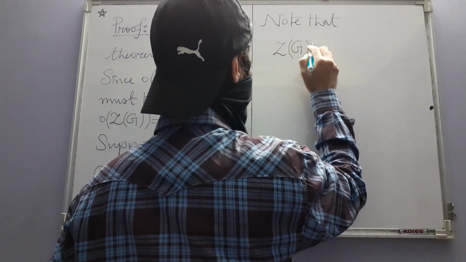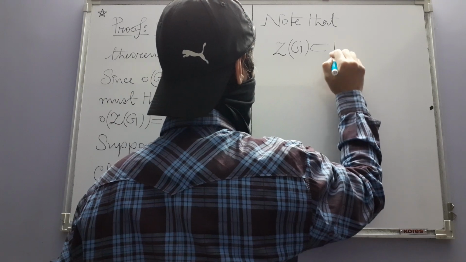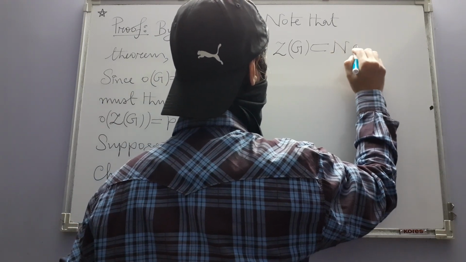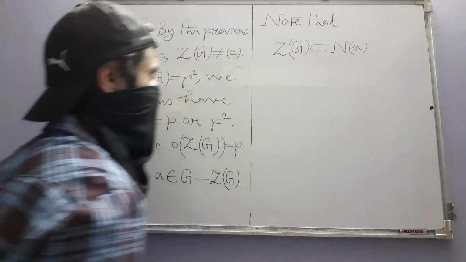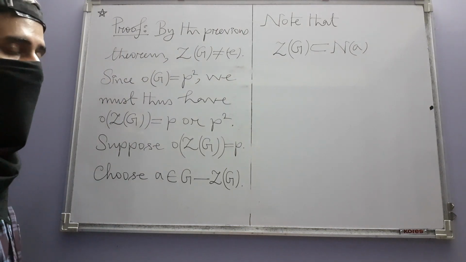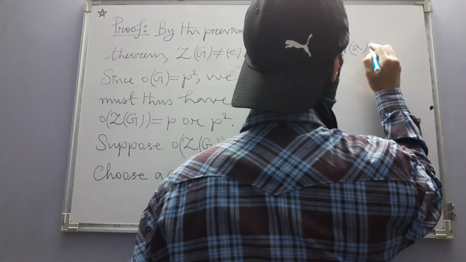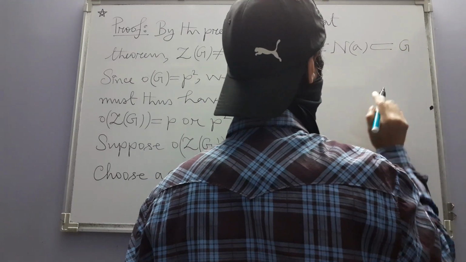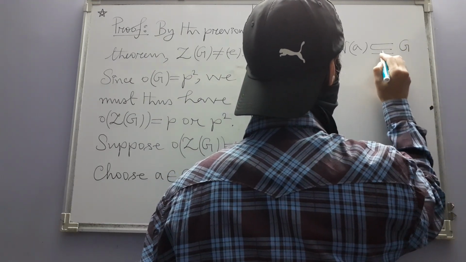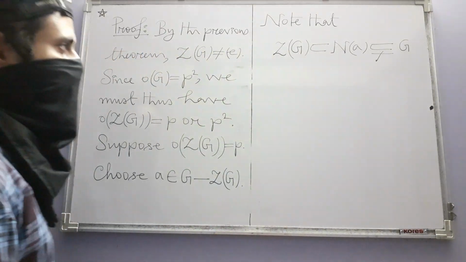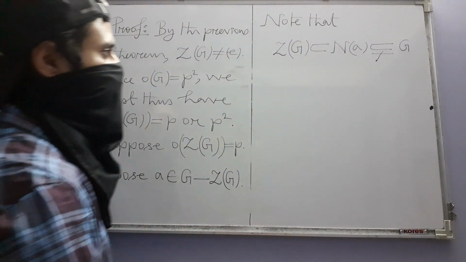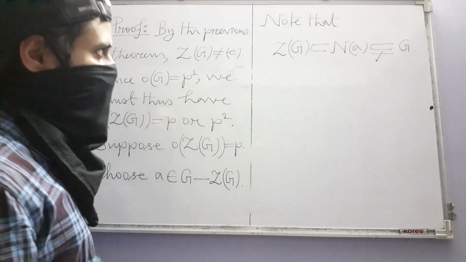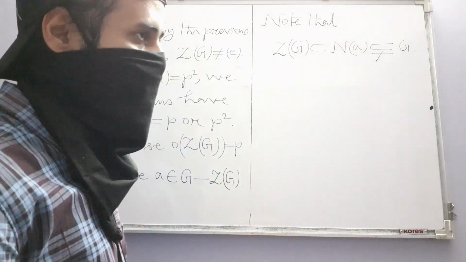The center of G is a subgroup of the normalizer of A, and that also is a subgroup of G that we already know, but additionally it is not equal to G. How? Let us first see why we have this though.